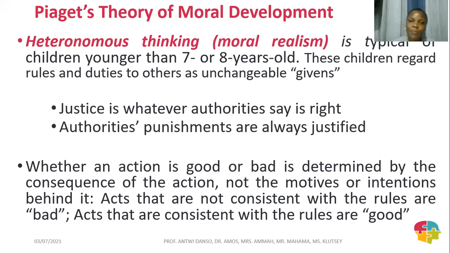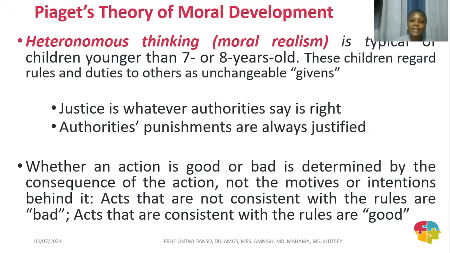In this type of morality, children regard rules and duties to others as unchangeable givens. What do we mean by unchangeable givens? It means that justice is whatever the authority says is right, or morality is what the authority says is right. So since mommy said this, or since my teacher said this, it means what? It is right. And authorities' punishments are what? Justified. There's a reason why authority punishes you. So they don't rebuke or discriminate authorities' punishment.